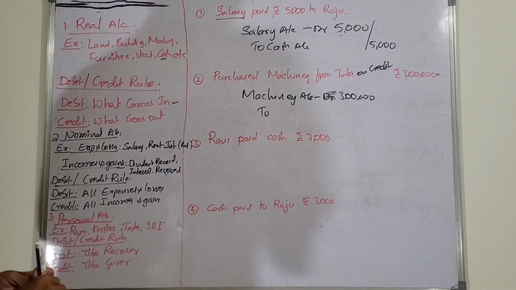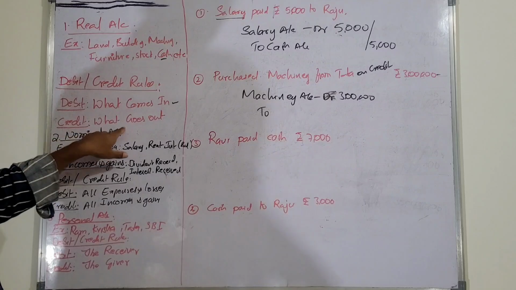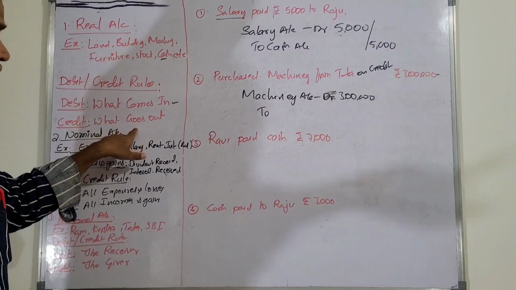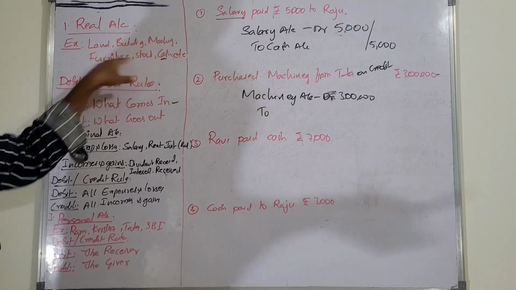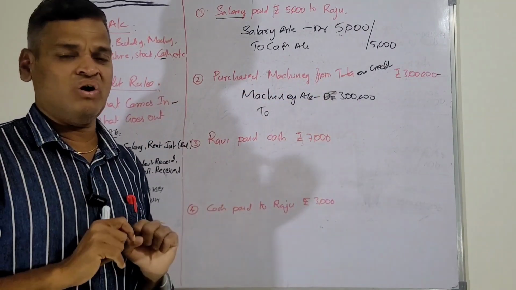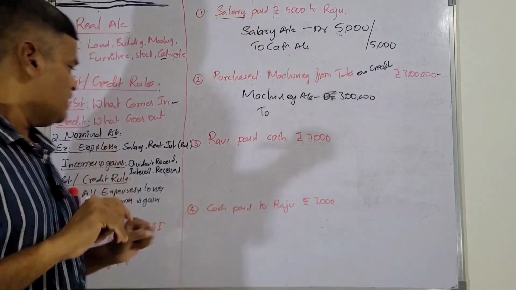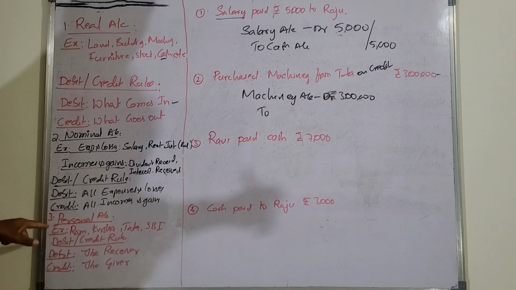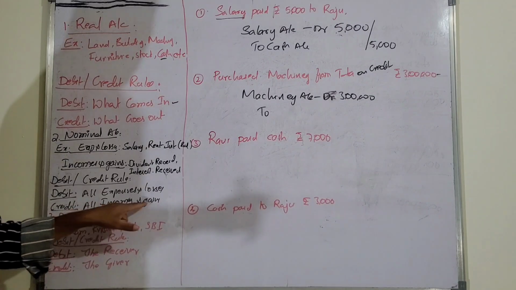Let's see. Again, we are writing credit. According to real account, when we have to write credit, what goes out? Is any asset going out in this transaction? No, we are not losing. The business is not losing any asset. Then we have to check according to nominal account. According to nominal account, when we have to write credit: all incomes and gains.